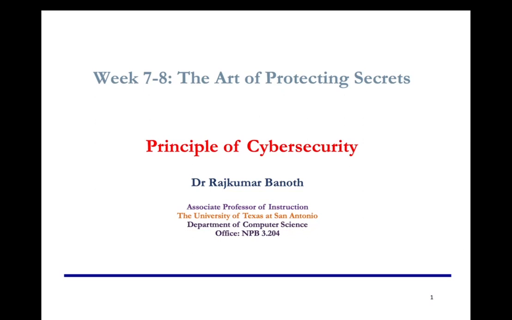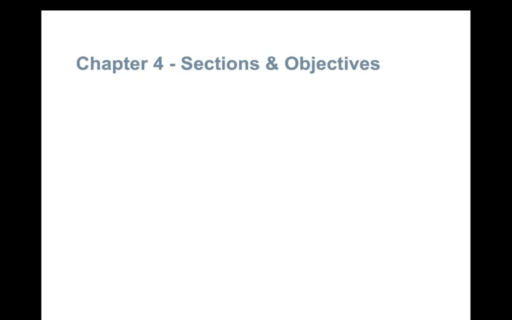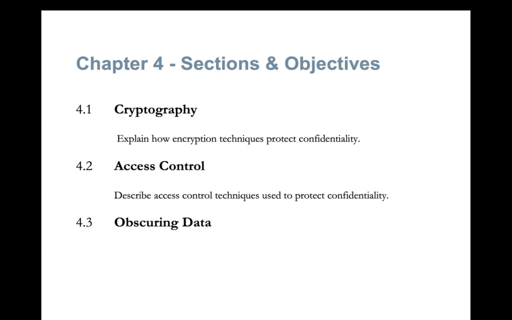Today we are going to talk about the art of protecting secrets. In this, our basic objective is to talk about cryptography, access control, and obscuring data. The principle of cryptography explains how modern day protocols and algorithms secure communications. Cryptology is the science of making and breaking secret codes. The development and use of codes is cryptography, and studying and breaking codes is cryptanalysis.